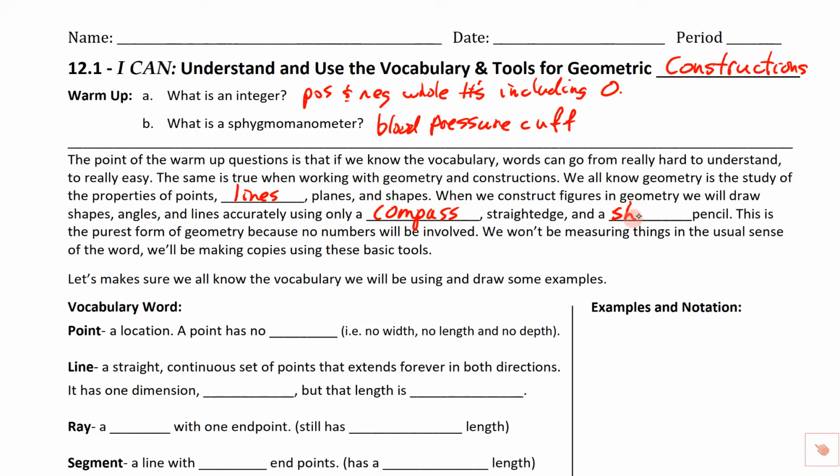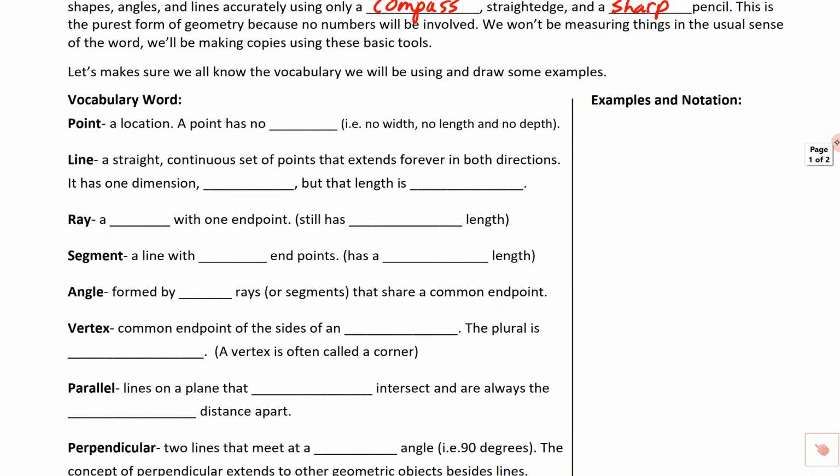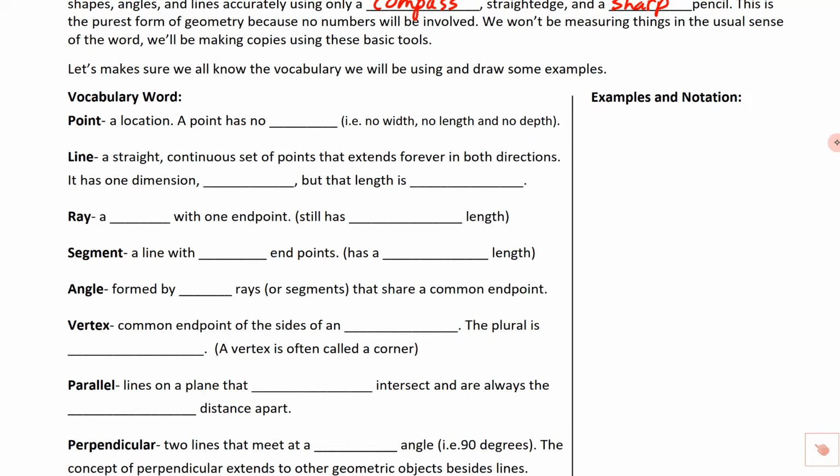Now, I want you to put this right here because this is really important. If you use a sharp pencil, it makes things a heck of a lot easier when we're doing these constructions. Now this is really the purest form of geometry because we're not going to use any numbers. There won't be any measuring things in the usual sense of the word. What we're going to be doing is making copies using just these basic tools of a compass, a straight edge, and a very sharp pencil. So let's make sure we know some of this common vocabulary that we're going to be using when we talk about geometry and doing some of these constructions.